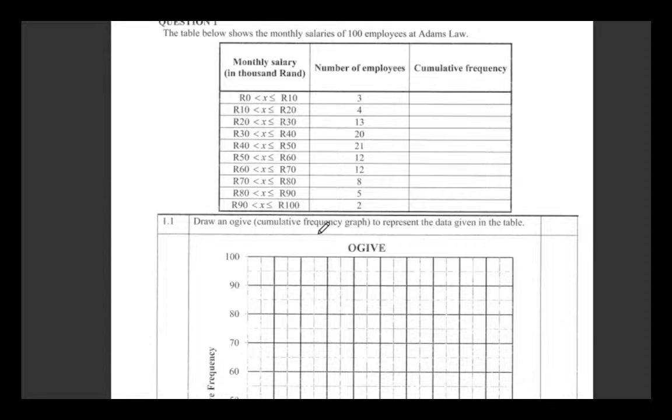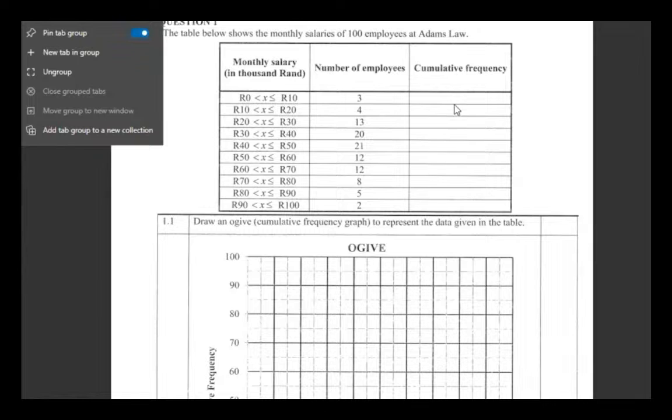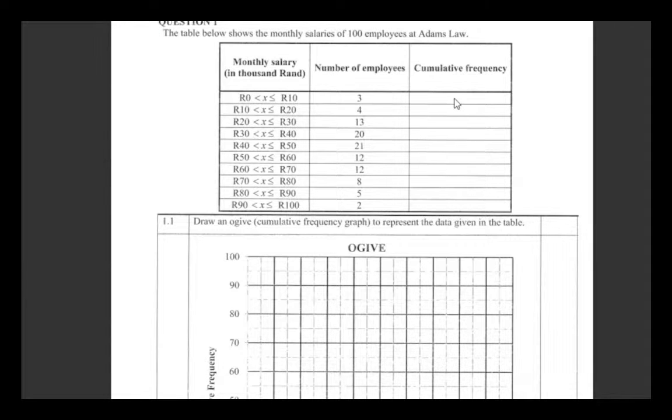So step number 1, what we need to do is we need to first of all complete the cumulative frequency column. And if that can be done, then we shall be in position to draw our ogive or cumulative graph. So first cumulative will be a 3. Then 3 plus 4, that's going to be 7. Then 7 plus 13, that's going to give us a 20. 20 plus 20, that's a 40. 40 plus 21, that is a 61.